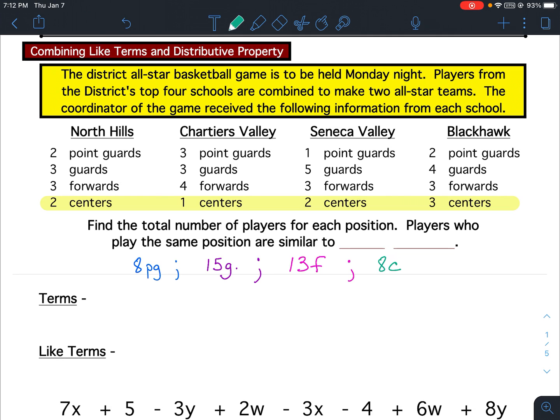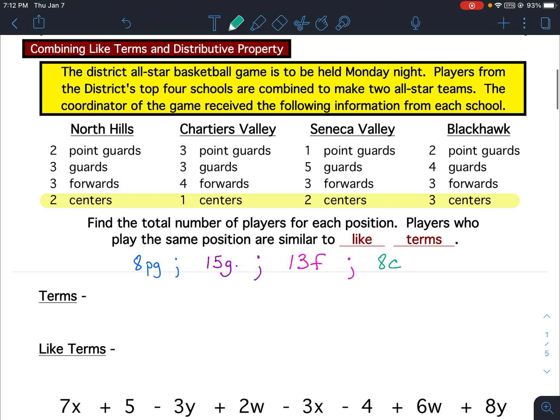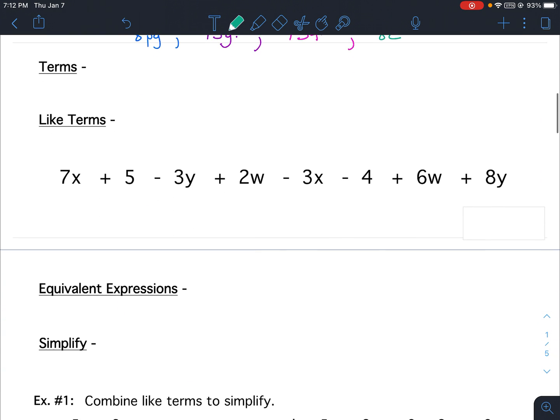Now, what we just did there, finding the total number of players at each position, is very similar to combining like terms. So I combined all the point guards together, all the guards together, all the forwards together, and all the centers, because they are like positions. And we're going to be doing something similar to that in this lesson. Okay, so let's start with our definitions.